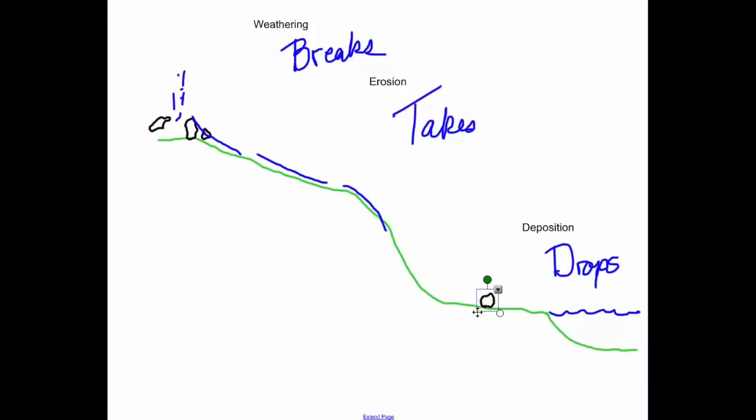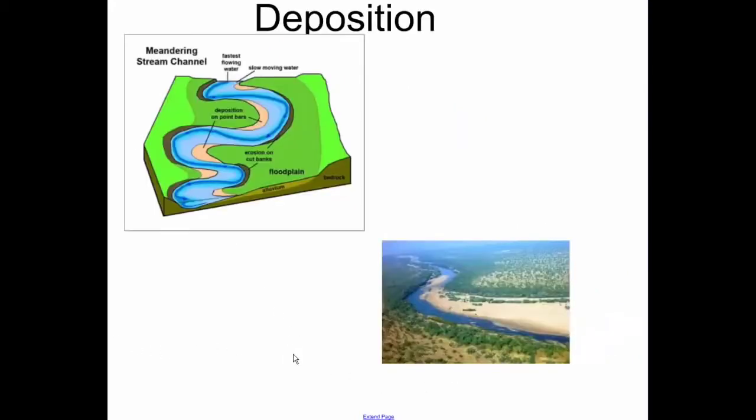It takes a lot of water to move a big particle, but if this was a small particle, then it can move with just a little bit of water. And eventually it gets down here, and as soon as the water slows, like when it enters a big body of water, it's going to deposit or drop it, and so it falls down here. So let's take a look at how that might happen in a couple of different situations.